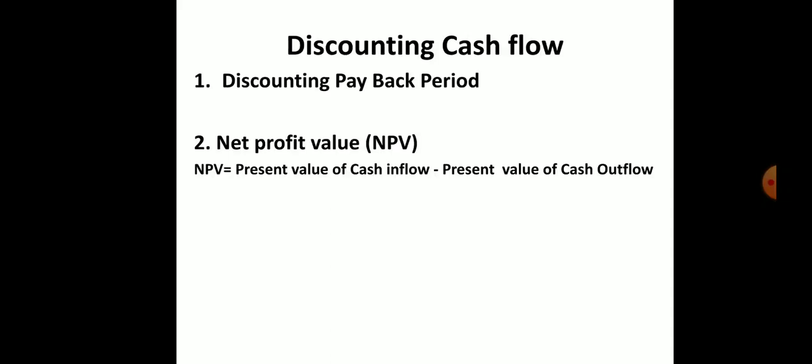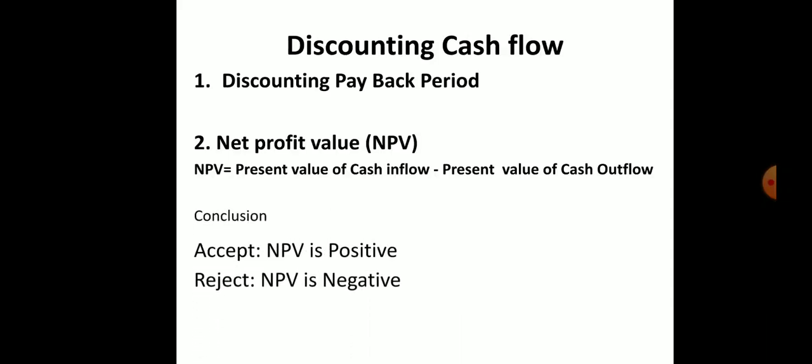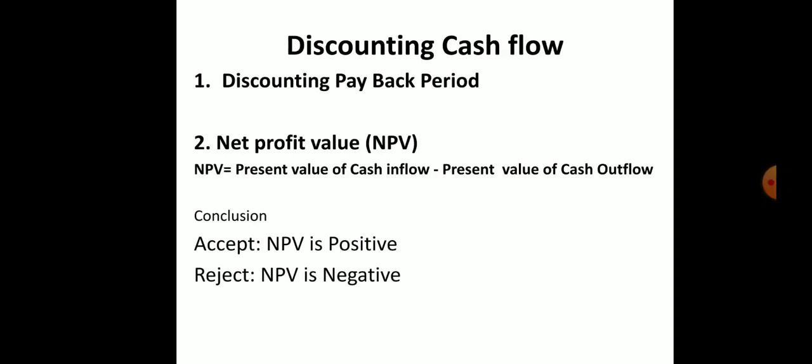Next, while giving the conclusion, how do we accept or reject the project? If NPV, net present value, is positive, then we have to accept that project. If it is negative, then we have to reject that project. If there are two alternatives and both show positive, we have to select the one showing the highest profit.